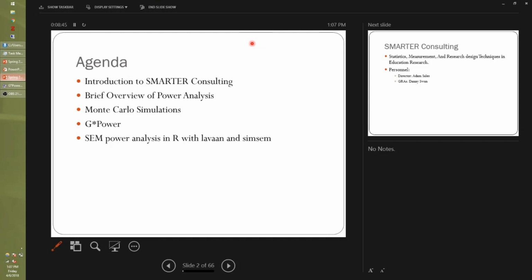Lavaan is structural equation modeling software, or a package really for R that lets you do a lot of the stuff you might do in Mplus. Not everything you can do in Mplus, you can do in Lavaan, but a lot of things you can. And simsem is a nice little package. Doing a simulation can be a really complex task that involves programming in R, but simsem has automated some of that stuff specifically for SEM models. So we can use that to our advantage.